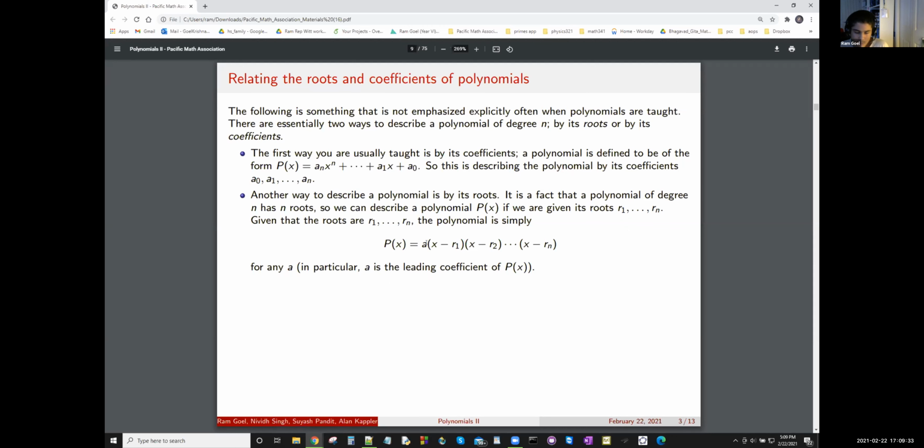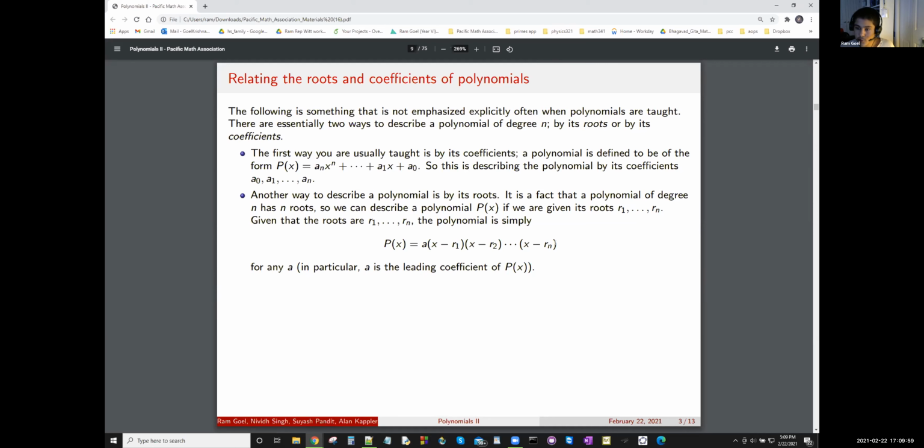Well, remember, a root of a polynomial is a number that when you plug it in, you get 0. So when I plug r sub 1 into p of x, I should get 0. That's the definition of a root. P of r sub 1 or r sub 2 or anything should be 0. And indeed, when you plug in r1, you'll get this r1 minus r1 term here, which will go to 0. So the entire product will become 0. So this sort of makes sense.